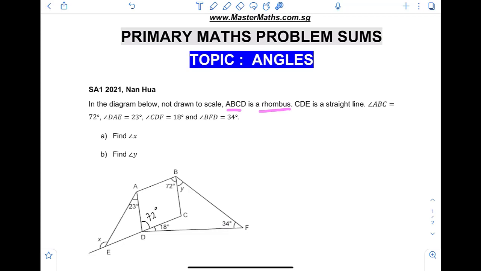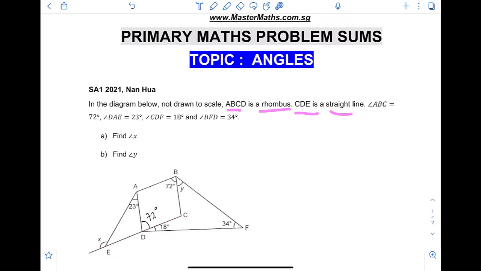And not just that, these two angles will add up to 180. Likewise, these two angles will add up to 180. So whatever you can write down first in the diagram, just take a pencil, write it down first. Alright? Now, we are also given that CD is a straight line. So over here, we have a straight line. So for example, these two angles will actually add up to 180 degrees.